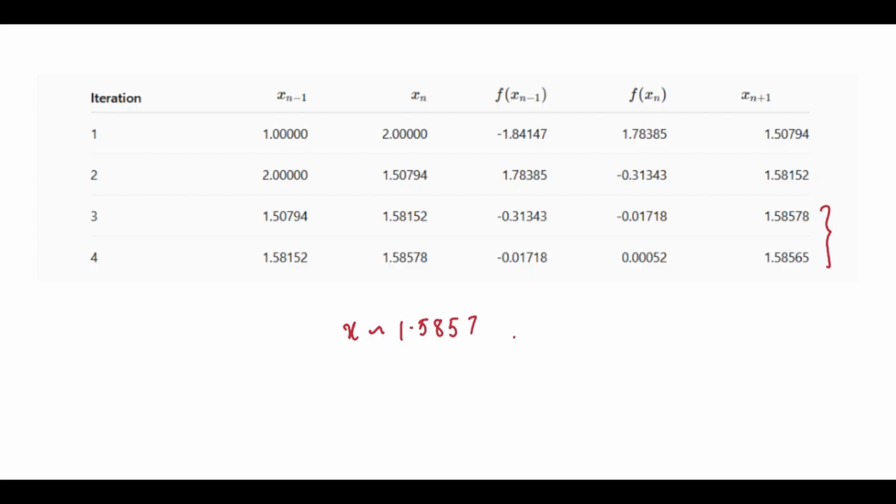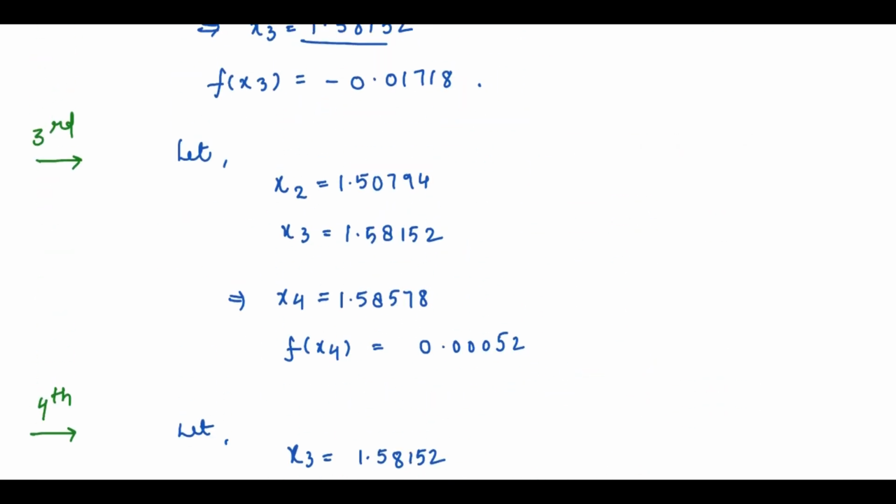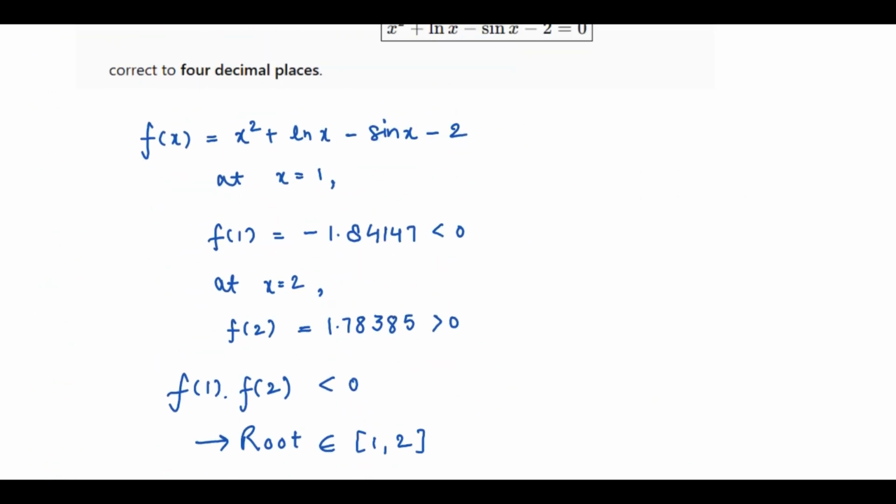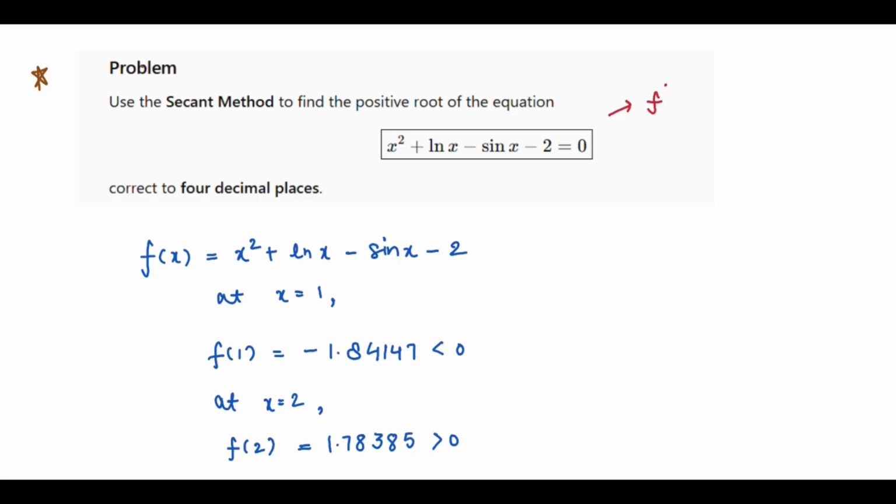Now you can notice that throughout the solution, we never differentiated the function. If we had used the Newton-Raphson method, we would first have needed to compute the f dash x value, that is 2x plus 1 by x minus cos x. But the secant method avoids this differentiation by approximating the derivative using the slope of the secant line. This makes it particularly useful when the derivative is difficult or expensive to evaluate.